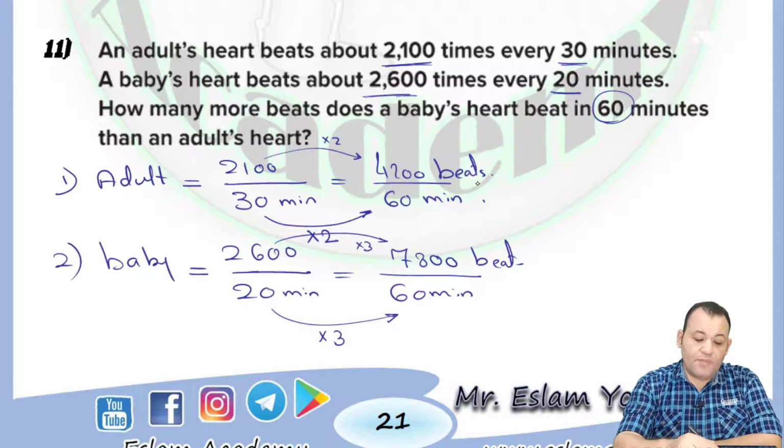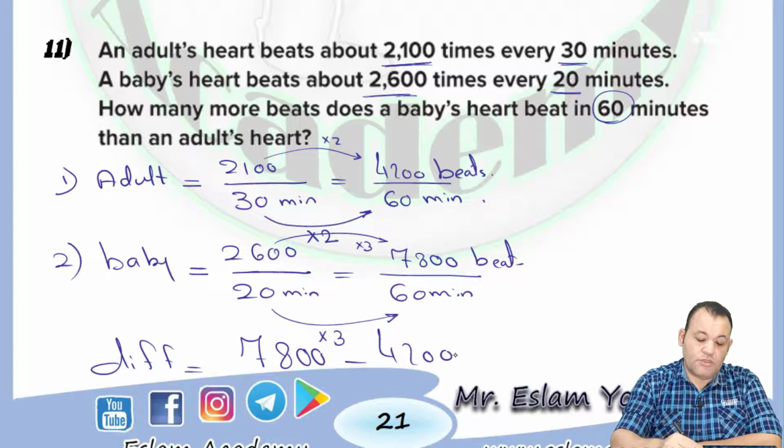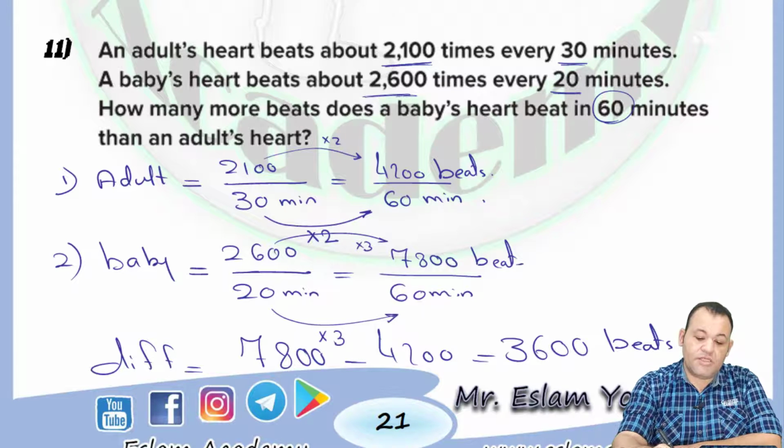So for the adult it will be 4,200, but for the baby it will be 7,800. We need to find how many more. It means we need to find the difference between them. So to find the difference, we need to subtract. So it will be 7,800 minus 4,200. You will find that the answer will equal 3,600 beats. That's for each 60 minutes.